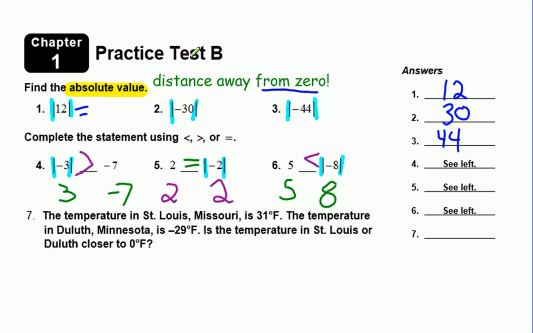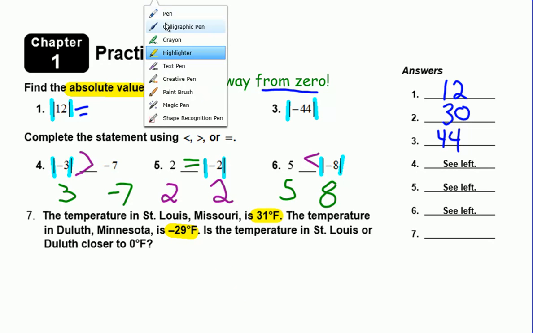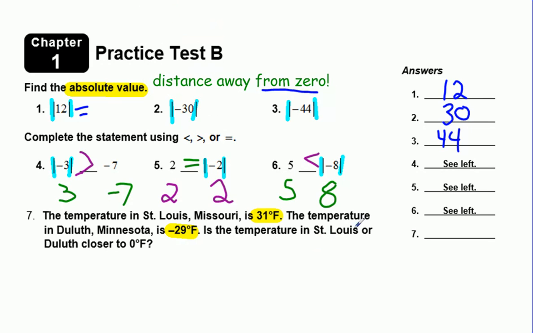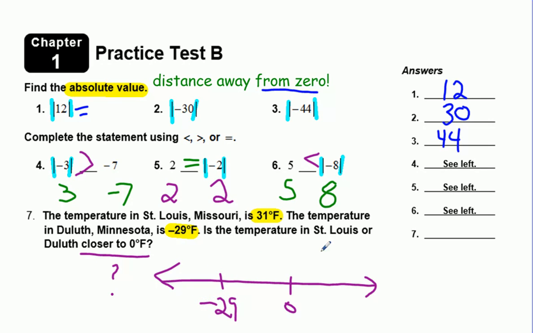All right, word problems. Here we go. Highlighter's ready. The temperature in St. Louis, Missouri is 31 degrees Fahrenheit. The temperature in Duluth, Minnesota is negative 29 degrees Fahrenheit. Is the temperature in St. Louis or Duluth closer to 0? I've got to figure out which one's closer to 0. I could draw a little number line if that'll help. Here's 0. My negative numbers are on this side, and my positive numbers, like 31, are on this side.